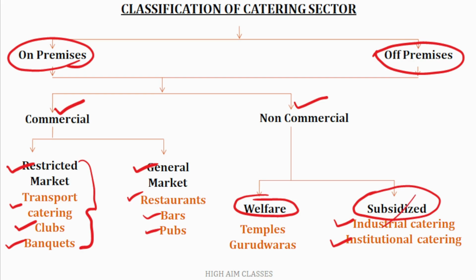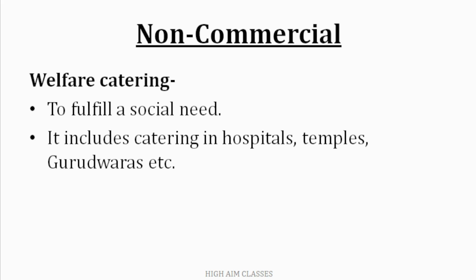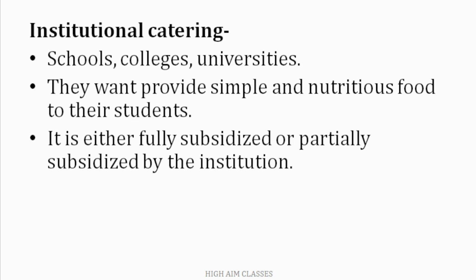Here we have some more slides for non-commercial catering. Non-commercial catering we have discussed already: for welfare purposes, to fulfill a social need. It may be in hospitals, temples, gurudwaras, etc. And institutional catering in schools, colleges or universities, when we provide subsidized food. They want to provide simple and nutritious food to their students. It is either fully subsidized, that is free, or partially subsidized, at cost price.